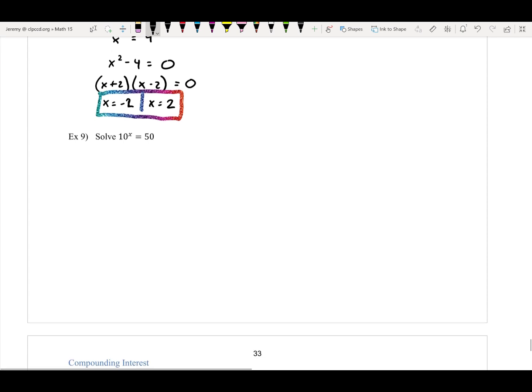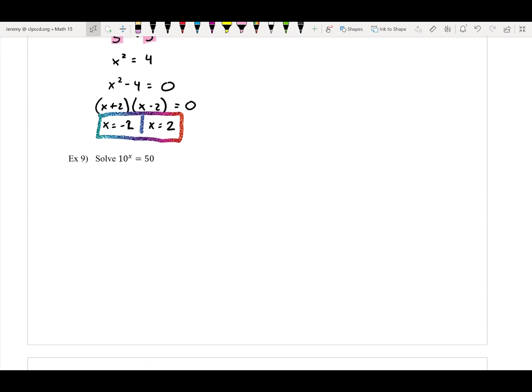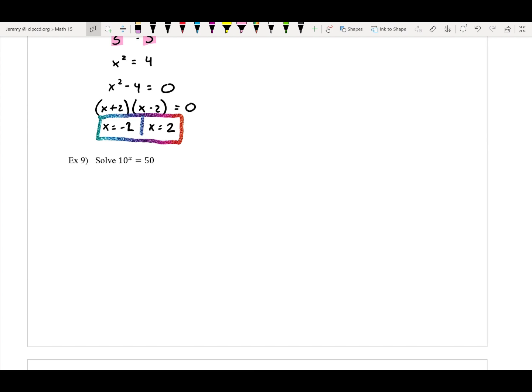Let's try to take the logarithm of both sides and see if that helps us. So this is a common technique which bails us out in these less friendly types of situations where we're solving exponential equations. What we can do is take the natural log of both sides. So natural log of 10 to the x is equal to the natural log of 50.